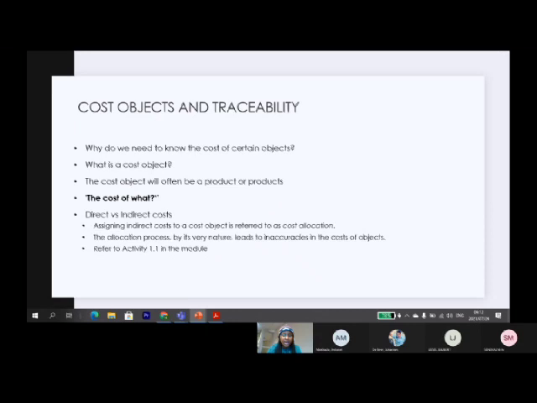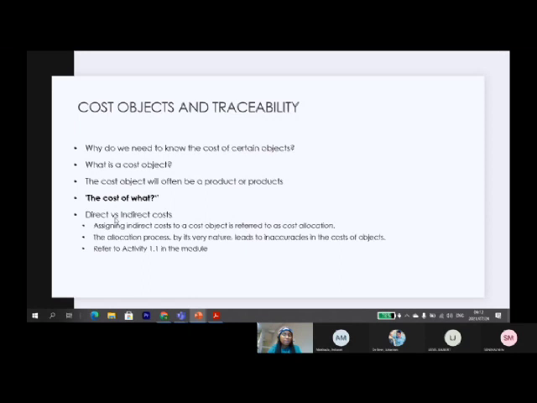Okay, cool. The other thing is that cost objects, as I've mentioned, are normally products. In management accounting, they'll specifically be looking at products, but a cost object can also be service orientated. It depends on what it is that you offer to your customers. All right.